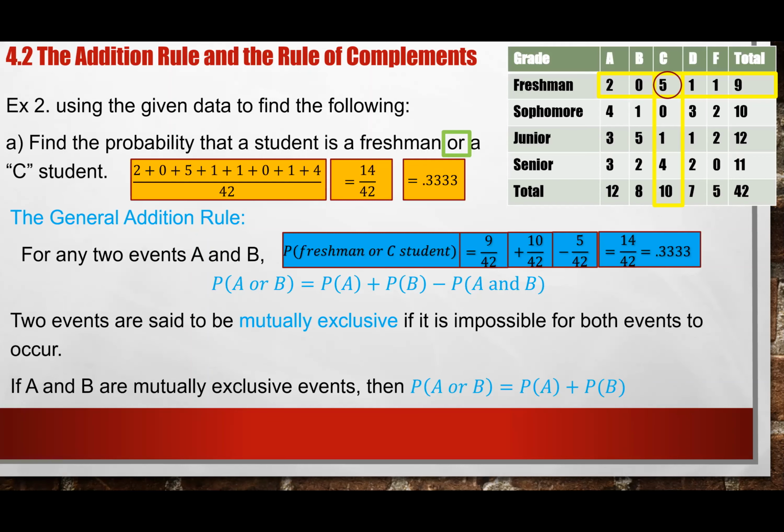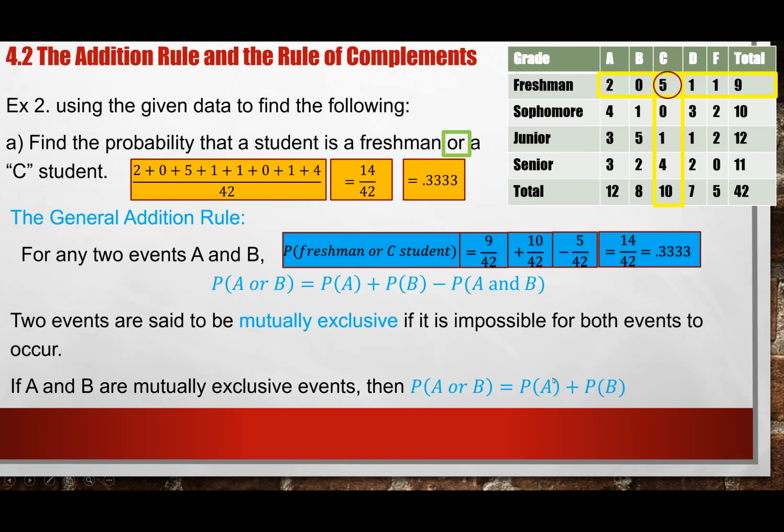Okay. So now, like I mentioned in the beginning of class, this is your objective. This is the hardest part of chapter 4.2: when you read a problem, you have to ask yourself, is my problem a mutually exclusive event or not a mutually exclusive event?